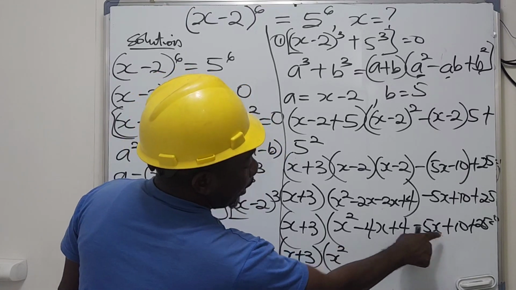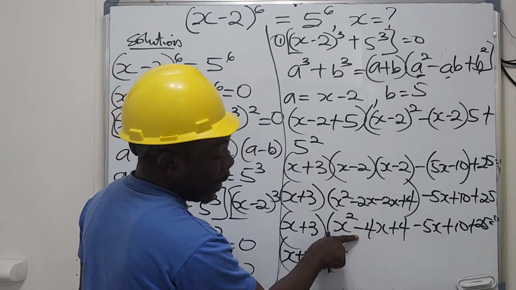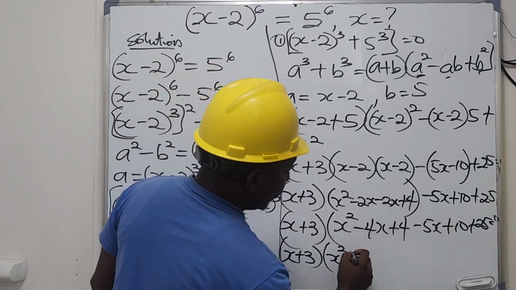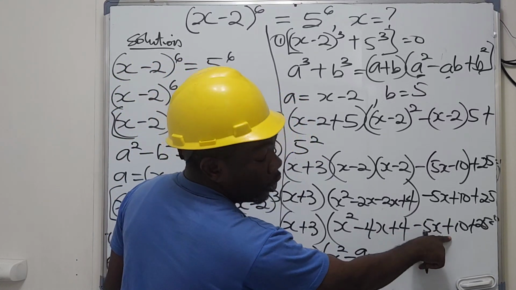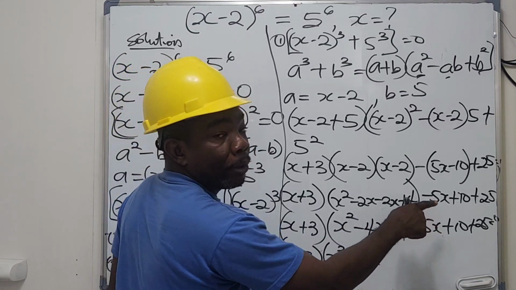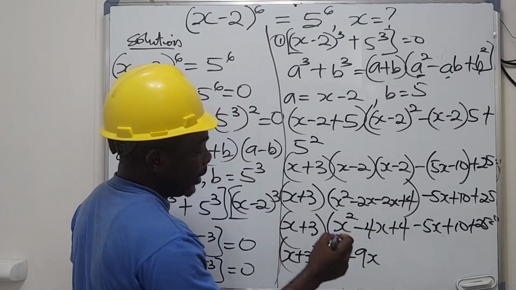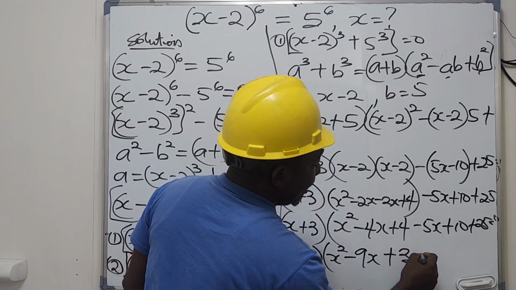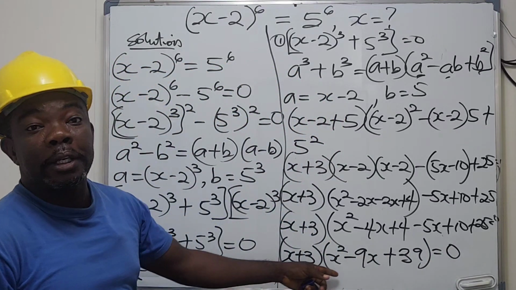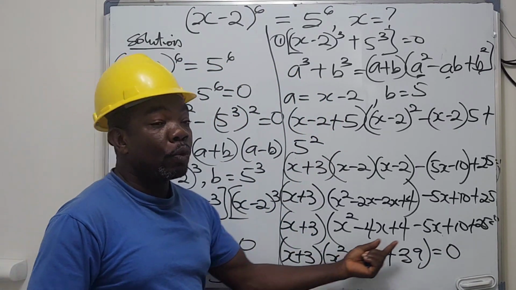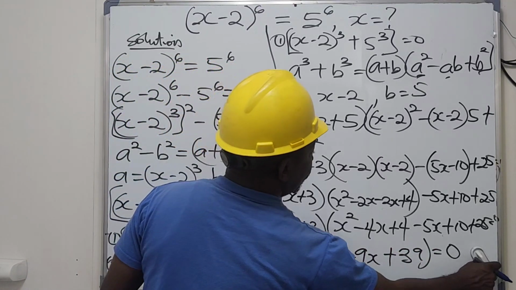So we collect like terms. We have here minus 4x minus 5x, we have minus 9x. So we have here 4 plus 10, we have 14. 14 plus 25, we have 39. So this becomes plus 39, all equals to 0. You can see that we have another two parentheses here. It is either the first one equals to 0 or the second one equals to 0.